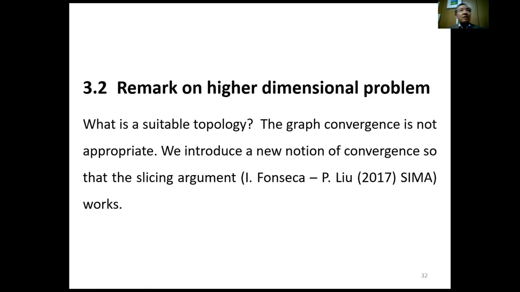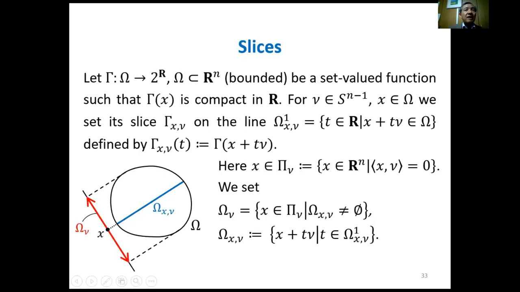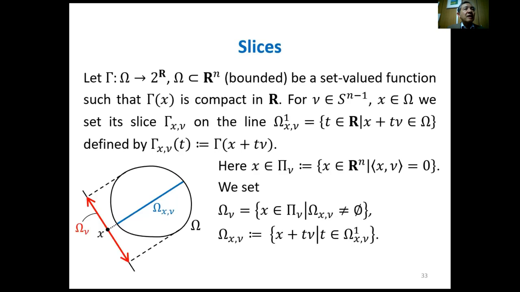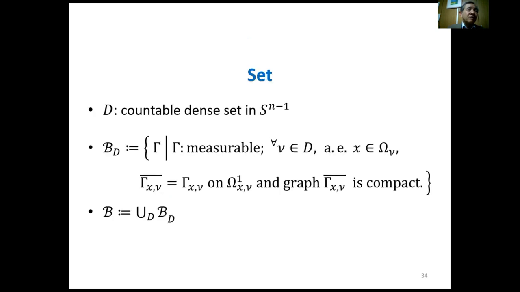Okay, let me give you a few words about the higher dimensional case. There's a work by Fonseca and Liu. They studied the singular limit of the weighted Ambrosio-Tortorelli energy by introducing the notion of a slicing argument. And this is a slice, which I might skip. And the difficult part is the definition of topology. In some sense, it's a sliced graph sense.